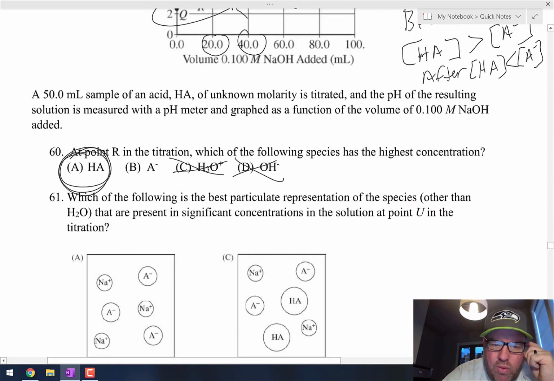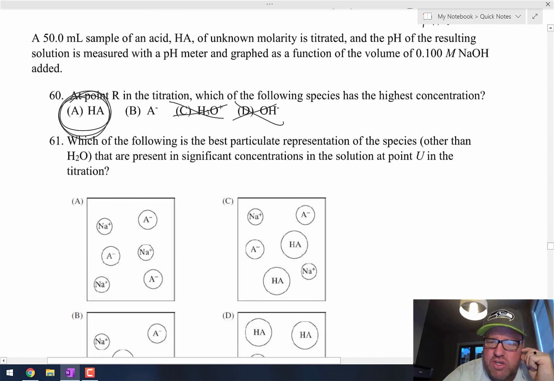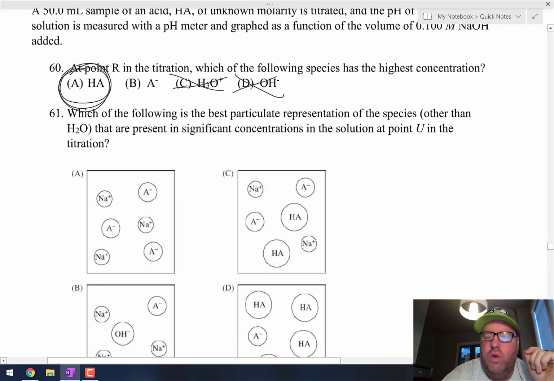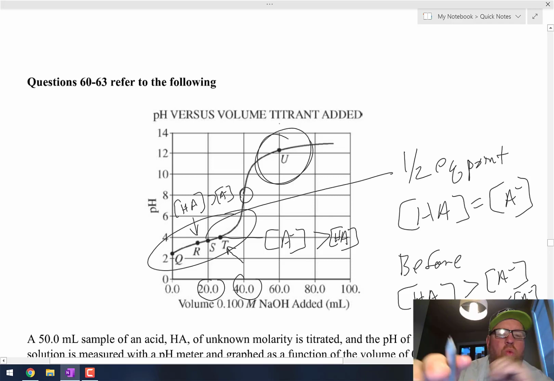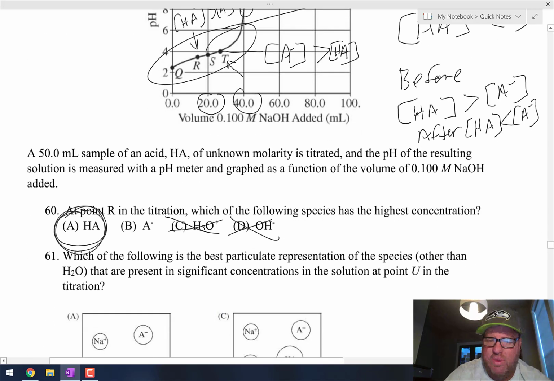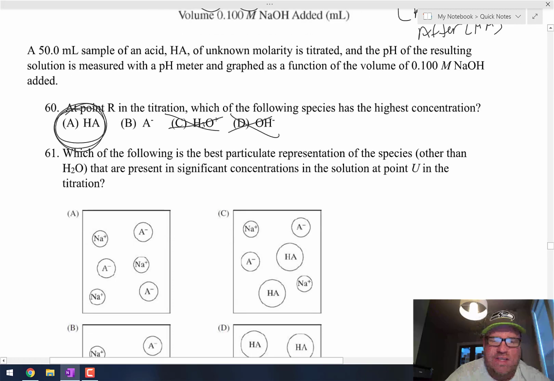Okay, 61. Which of the following is the best particulate representation of the species other than water that are present in significant concentration in the solution at point U in the titration? So let's come back up here. At point U, we're well past the equivalence point, which means all of that acid is gone.